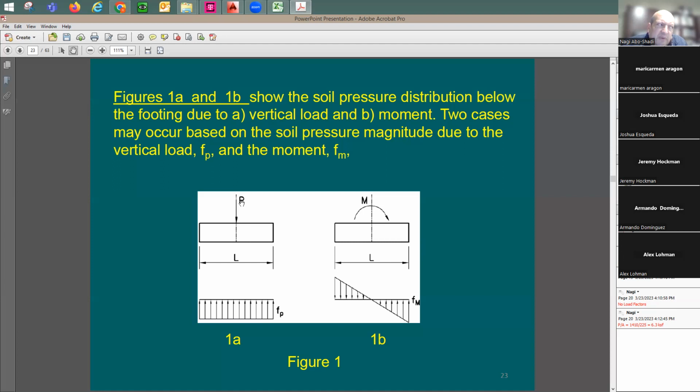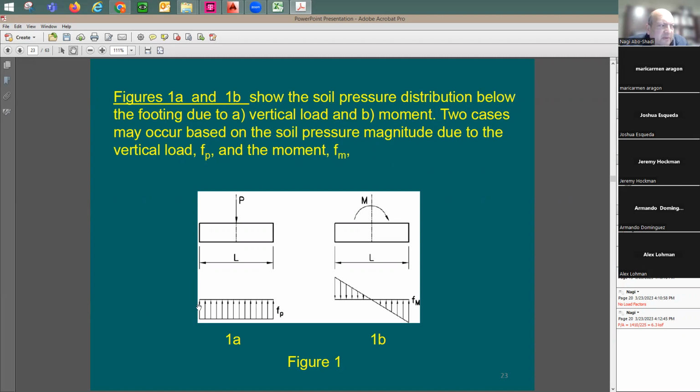But just for the applied vertical load, you're going to have complete uniform compression stresses that I may call here F sub P. Due to the moment, one side is going to be compression and the other side is going to be tension. Since I have both loads at the same time, I can say the stress here, I may call it here F1 and the stress here is going to be F2. Or maybe this side you can call it F1 and this side is going to be F2.